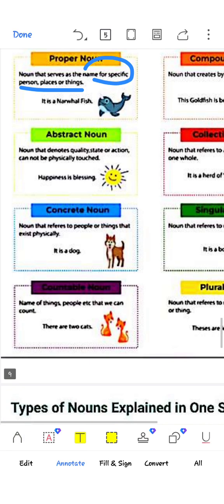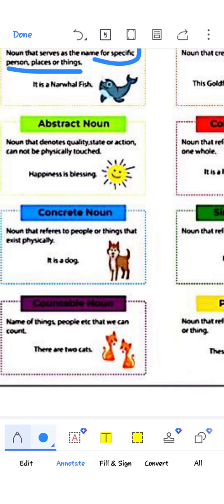Next is beta abstract noun. Abstract noun basically denotes the quality or state of action that is physically absent. They are not present physically, that are abstract noun. For example, happiness, which you cannot see or touch, and you can just feel it. These all are abstract noun. For example, anger, love, hate, bravery, these all are abstract noun. You can't see them, and they are not physically present. Okay, you can feel them. These all are abstract noun.